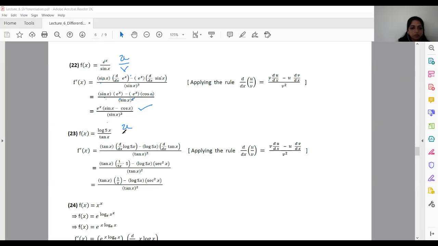The next, u by v, again v is tan x, so tan x whole square. Tan x, we keep the same, the derivative of log x minus u, log x keep it the same, and the derivative of v, that is d by dx of tan x. So the derivative of log x is 1 upon x, and here the derivative of tan x is sec square x. So by simplifying, we get tan x upon x minus log x into sec square x, upon tan x whole square.